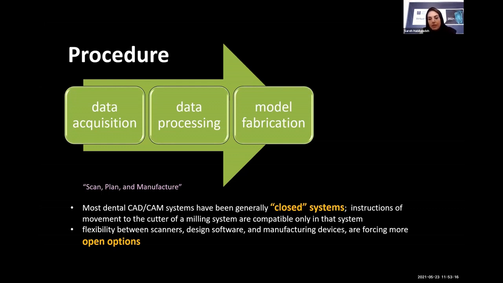Previously, most CAD/CAM systems have been closed, which means that these 3 steps had to be taken within one manufacturer. You had to have the scanner, the software, and the manufacturing device from the same company. But nowadays, flexibility between scanners, design software, and manufacturing devices is providing us with more open options. So you might have, for example, a scanner from Trios in your office, and your laboratory might be equipped with an Amann Girrbach milling machine. So you can work with these in an open system.